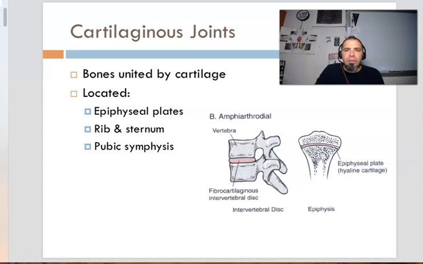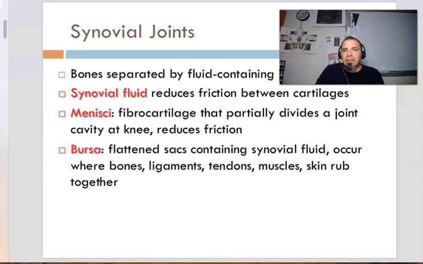The cartilaginous joints, these are bones united by cartilage, and these are located at the epiphyseal plates, the rib and sternum, and the pubic symphysis. So again, these ones have a little bit more movement. And then we get into the synovial.